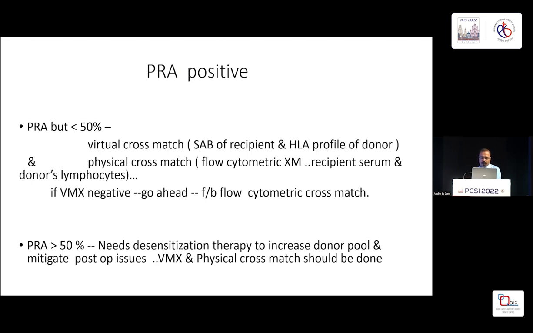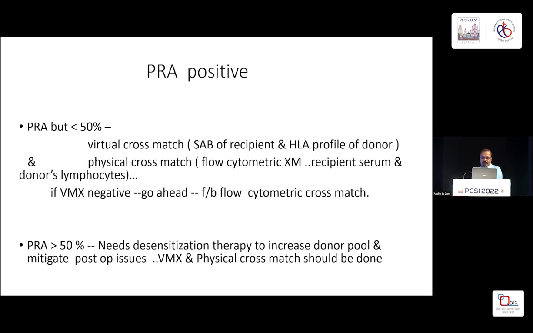And for physical cross match, we need recipient serum and donor's lymphocyte. So we do virtual cross match as well as physical cross match. If the virtual cross match is negative, we don't wait for the physical cross match, we go ahead with the transplantation. But what if your PRA level is more than 50%?